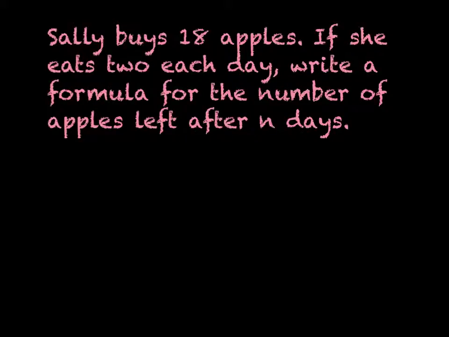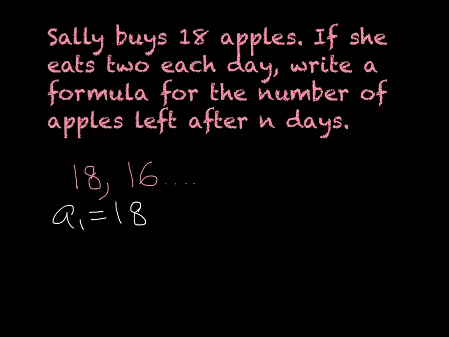Sally buys 18 apples. If she eats 2 each day, write a formula for the number of apples left after n days. After the first day, we know that Sally has 18 apples. Then the second day, she eats 2, so she has 16 left. And we want to write a formula for this. So A1 equals 18, because that's the first term of our sequence.